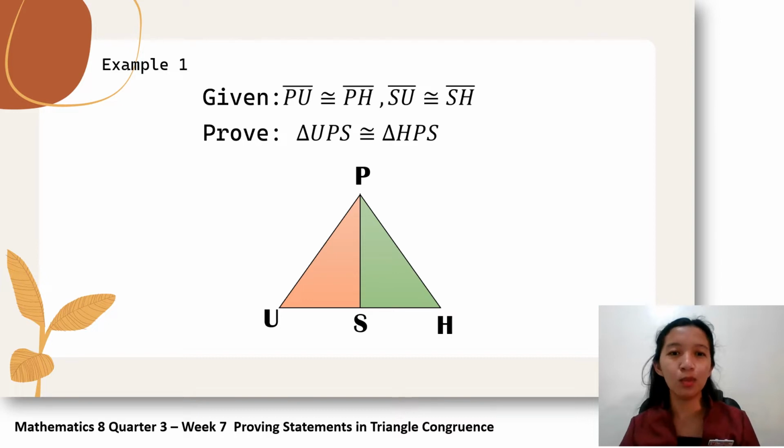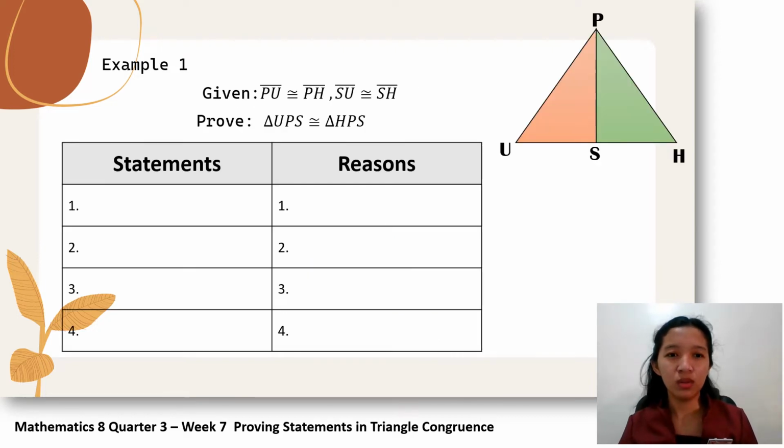So we have here example 1. We have our given, what we need to prove, and also our figure. In our lesson, we are going to use a two-column proof to prove statements in triangle congruence, wherein there are statements and reasons. Here is our column of statements, and the other column is the reasons.